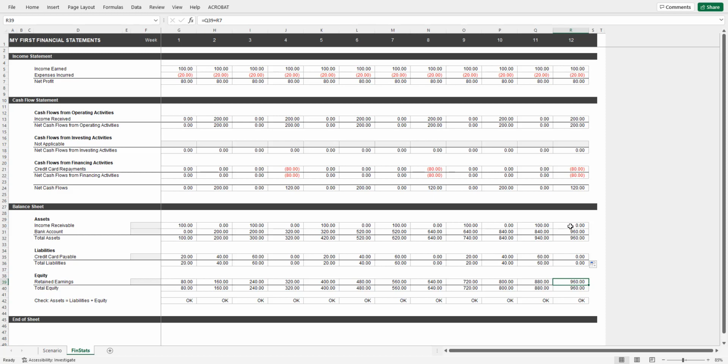And in the meantime, we have things owed to us and things we owe to others, which kind of build up and get extinguished. And all the while, the balance sheet is in balance, which means we haven't made any mistakes.